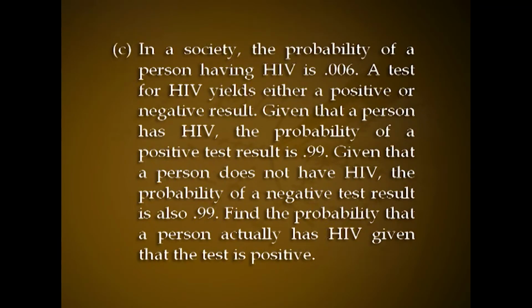Next problem. In a society, the probability of a person having HIV is 0.006. A test for HIV yields either a positive or negative result. Given that a person has HIV, the probability of a positive test result is 0.99. Given that a person does not have HIV, the probability of a negative test result is also 0.99. Find the probability that a person actually has HIV given that the test is positive.